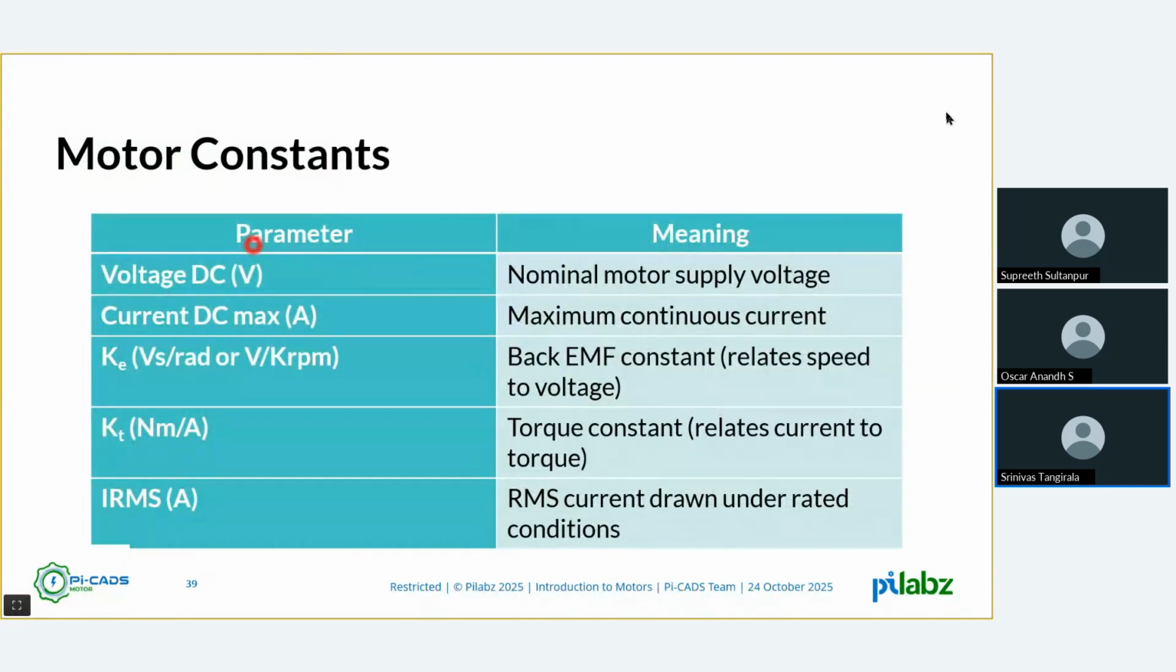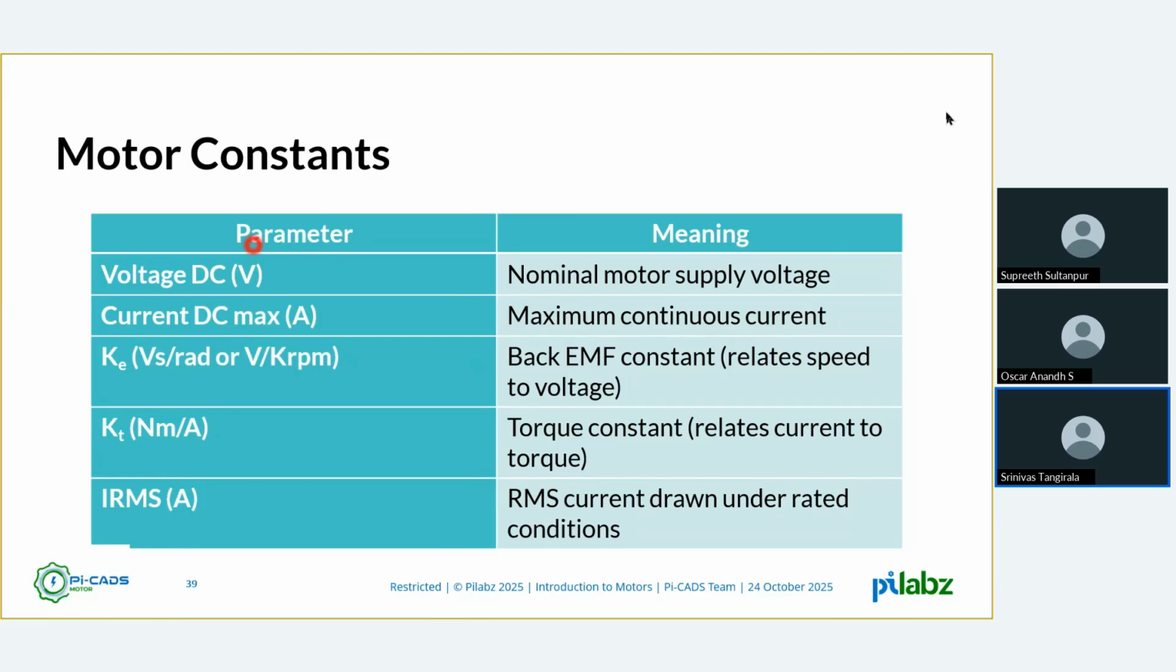So now that you learned about vehicle dynamics, we also talked about these motor constants, KT and KE. KE is the back EMF constant that relates speed to voltage, the rotary motion. So how do you control speed? You have to control the KE.